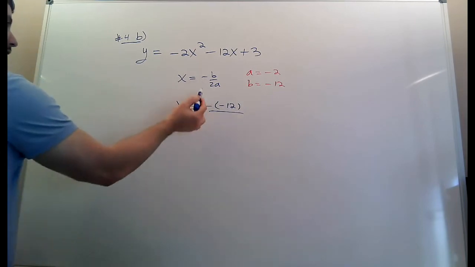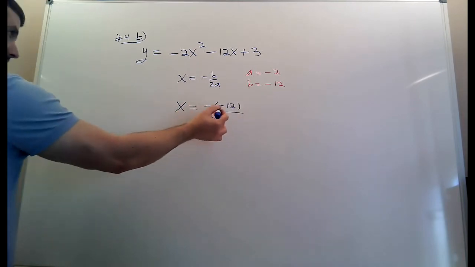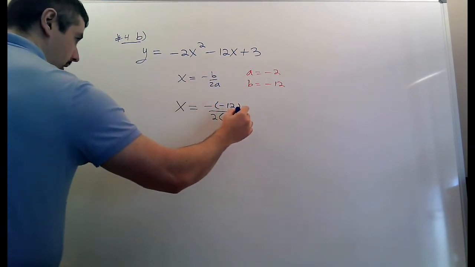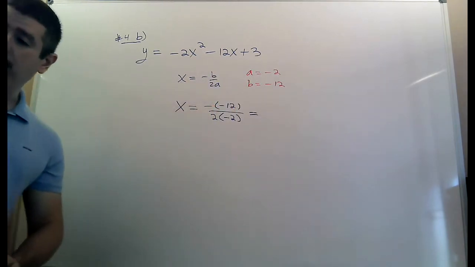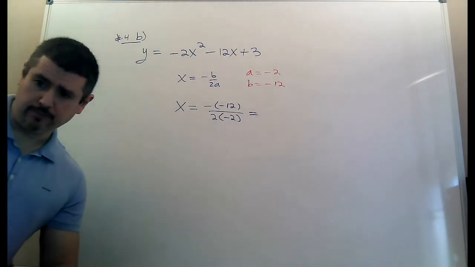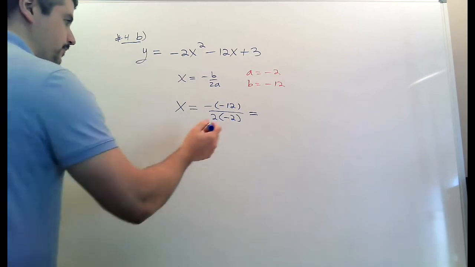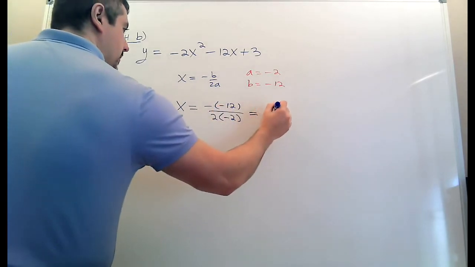B is already negative. You have a negative in front of the b, but b is negative, so you have negative, negative. Now, a is also negative. A lot of minuses. You got to really be careful with what you do here. Negative, negative makes plus.